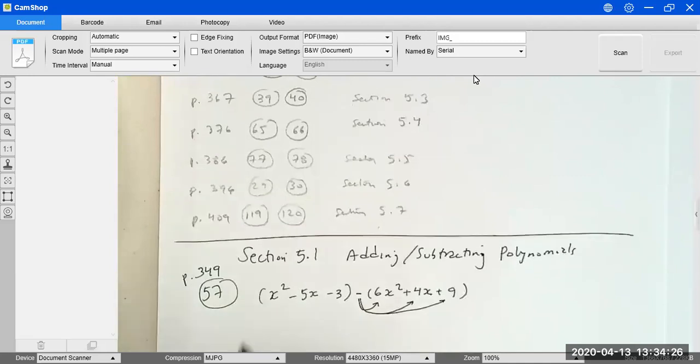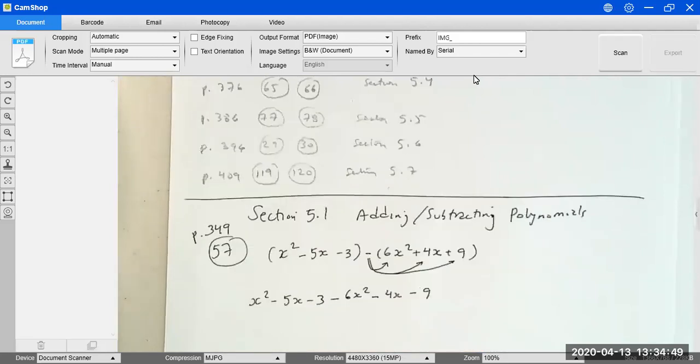So I'm going to write the first polynomial in the same way. And then I'm going to switch the sign of every term inside of the second polynomial. So I have a 6 here. It's going to become negative 6x squared. I have positive 4. It's going to become negative 4x. And I have positive 9. It's going to become negative 9.